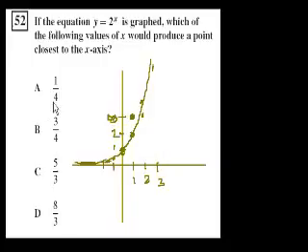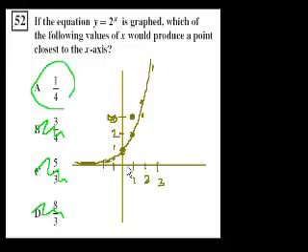So let's see, 3/4 is bigger than 1/4, so that's not right. 5/3 is bigger than 1/4. 8/3 is bigger than 1/4. So the answer is 1/4, A. 2 to the 1/4 power is going to be a little bit more than 1. It's going to be something like that.